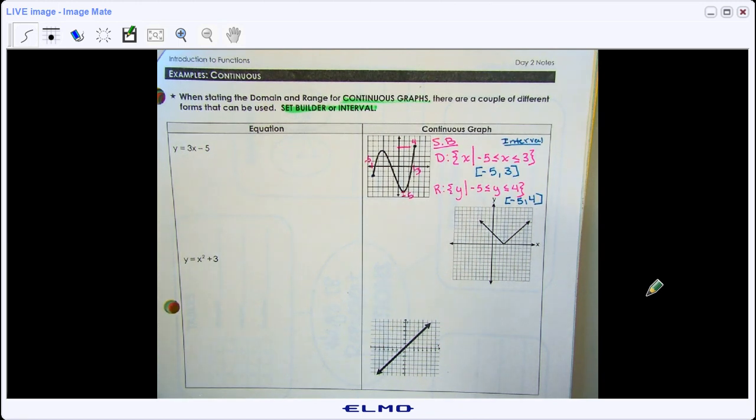So I kind of like interval. I find it's a little quicker than set builder, but that is what they would both look like, and they mean the same thing.